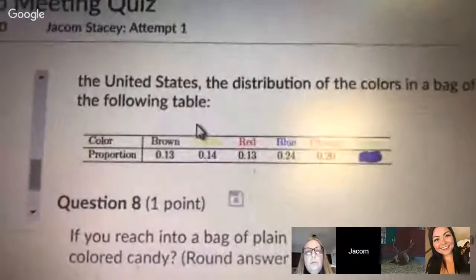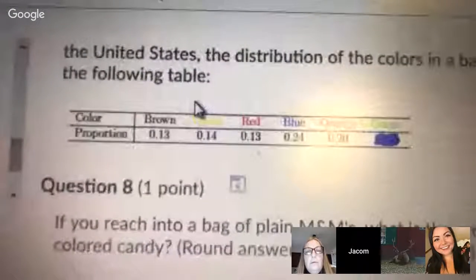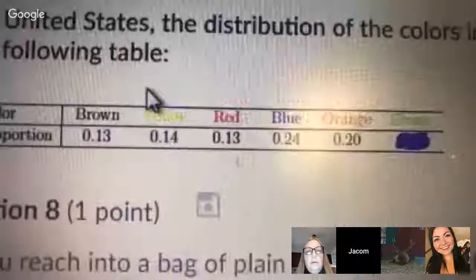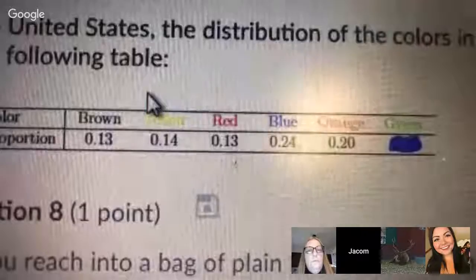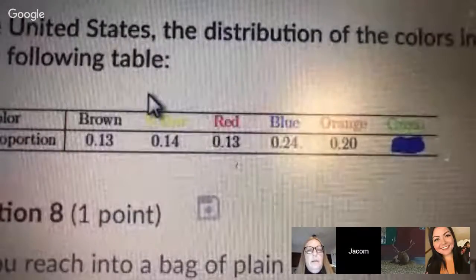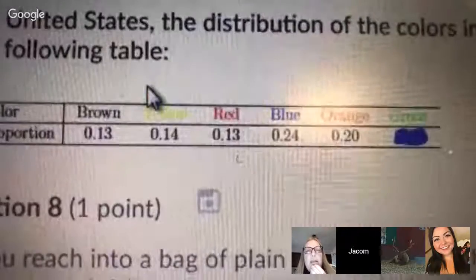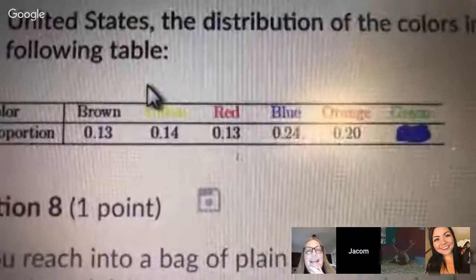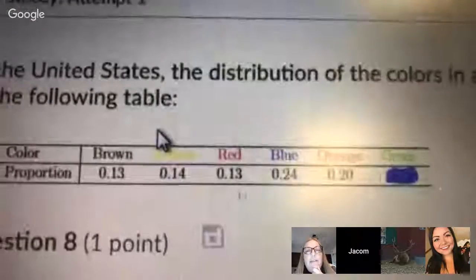Doris, can you see my screen? Yeah, brown, 0.13. And then it went away again. Can you just write it down? Yeah, I've got it written down. Jacob has to keep talking so I can see his screen, because when he gets quiet, then it goes away. I think you can click on it at the bottom and then stay up there.